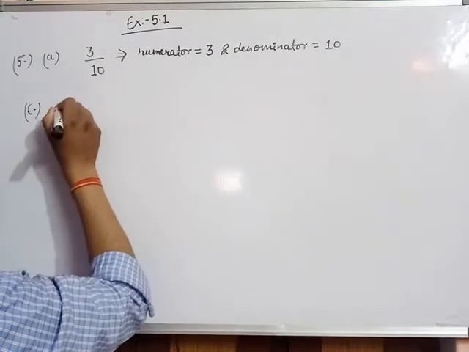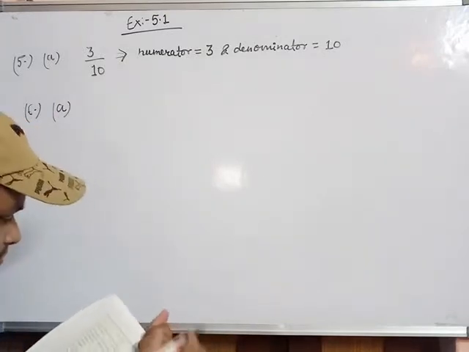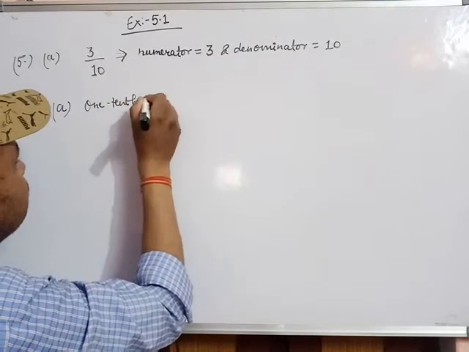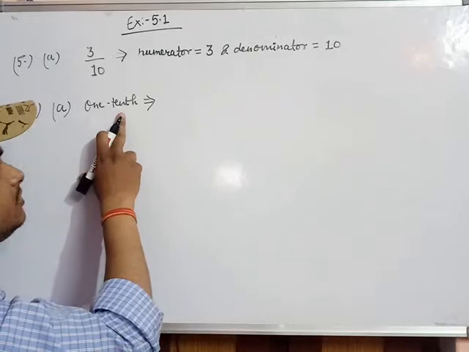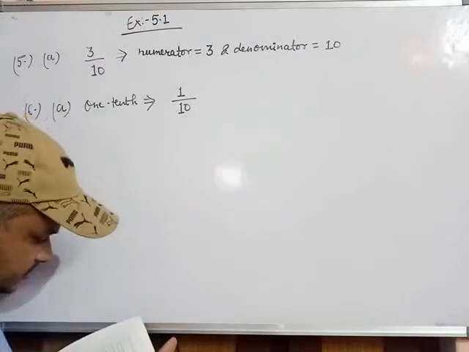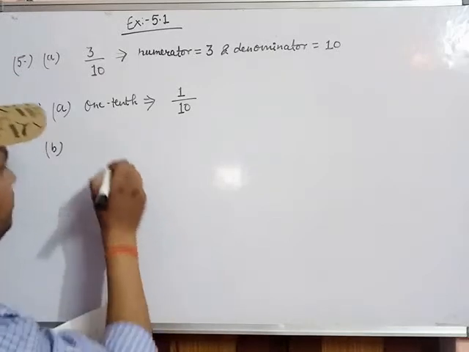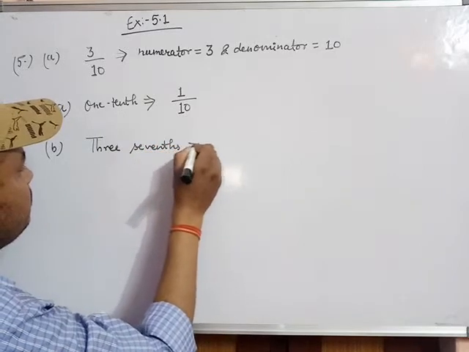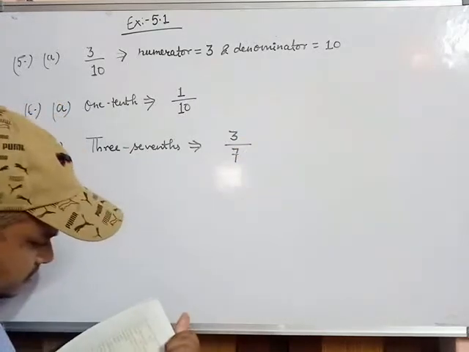Now question number 6, A part. You have to express the following as a fraction: 1/10. Here 1 is the numerator and 10 is the denominator, so we can write 1/10 is the fraction. B part is 3/7. It means 3 is the numerator and 7 is the denominator. Okay.